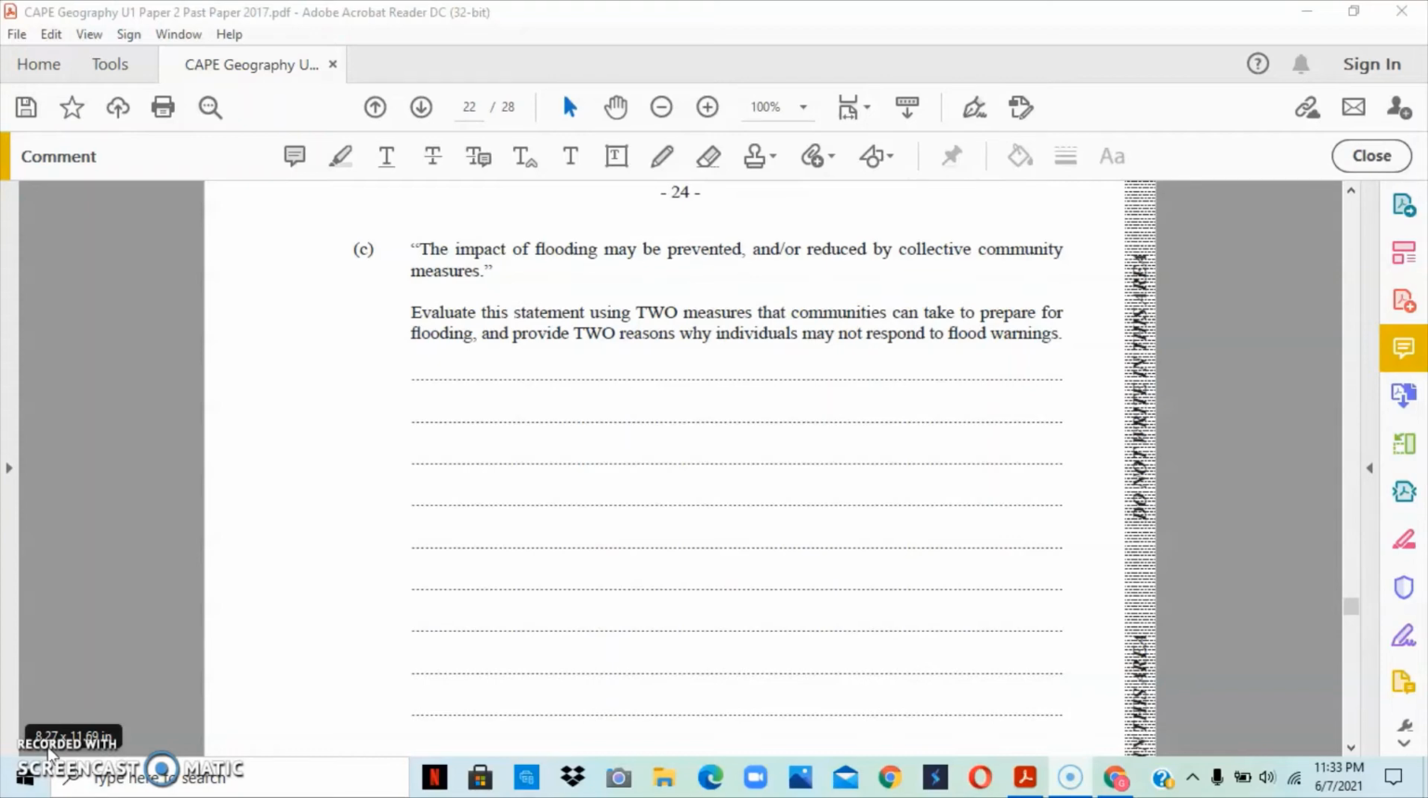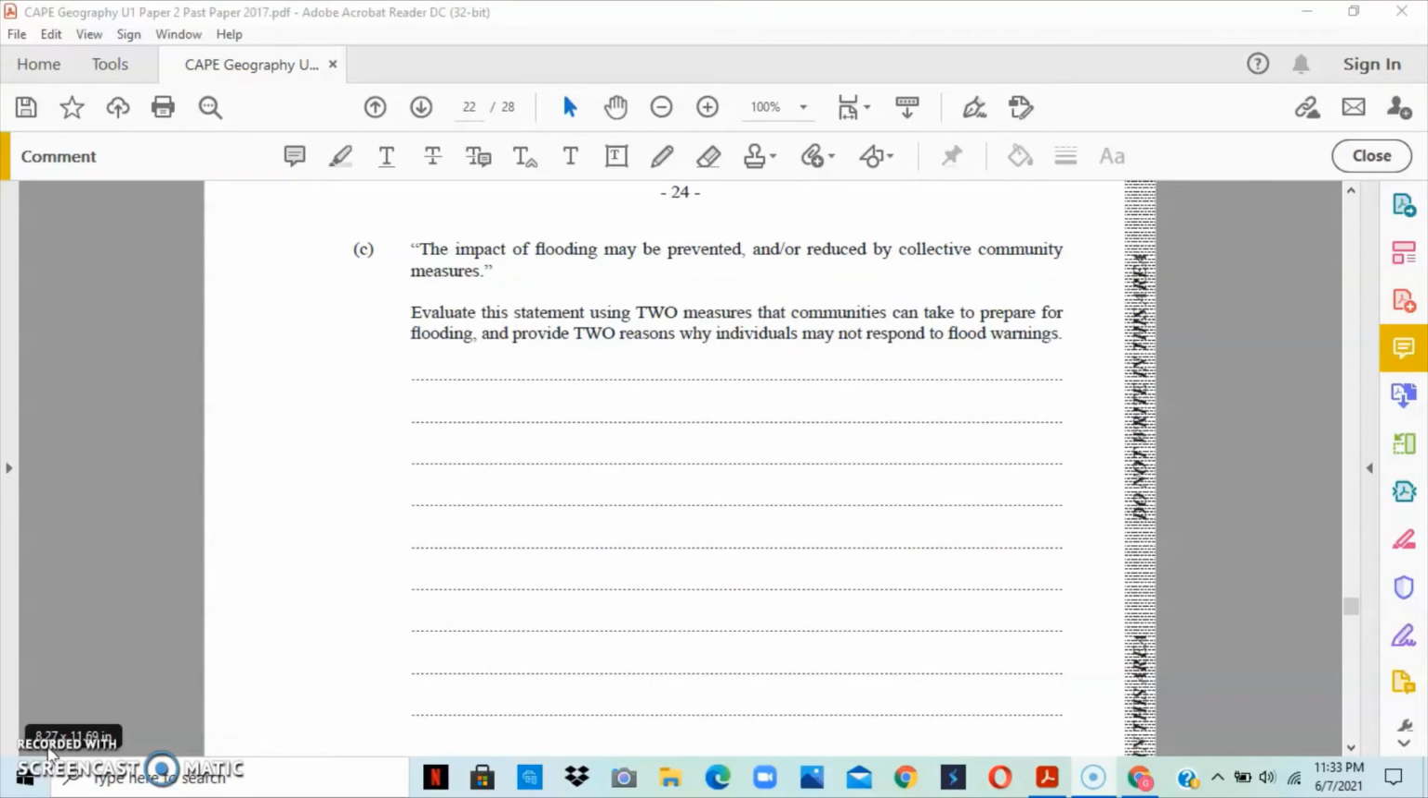So if it's a coastal community, then the community would want to build seawalls to help protect them from flooding in the coastal area. There are many other measures that the community can actually take to prepare for the flooding. So these are only a few. If you have any more, you can add them once you're able to expound on them.